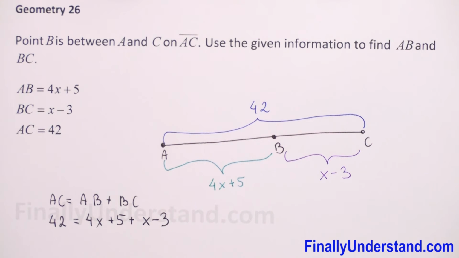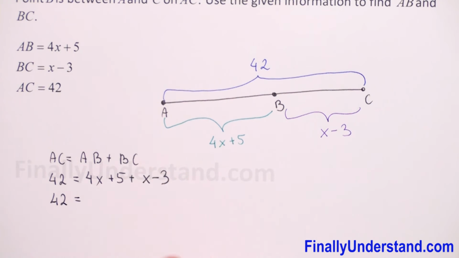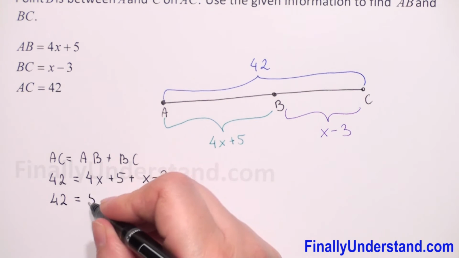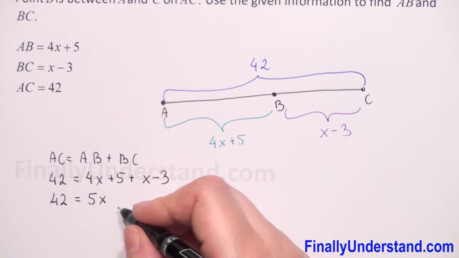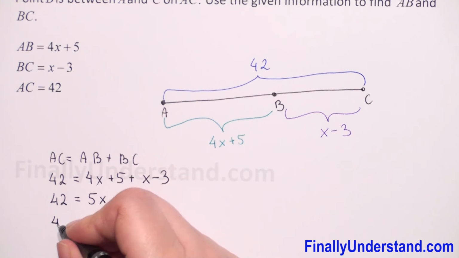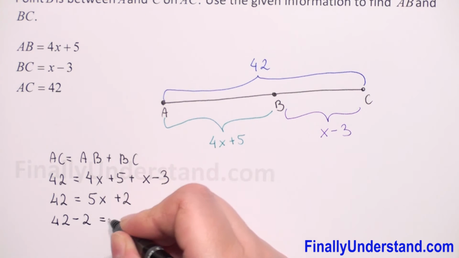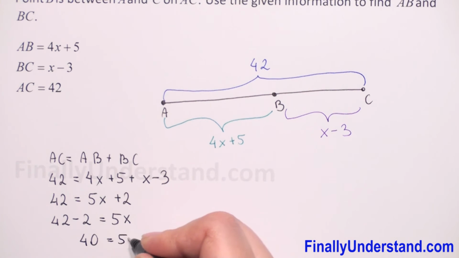Now we can combine the like terms, and we have 42 is equal to 4x plus x is 5x, 5 minus 3 is 2, so we have plus 2. Now I will move 2 to the left side because we have positive 2, so it will be 42 minus 2 is equal to 5x. 42 minus 2 is 40, which is equal to 5x.